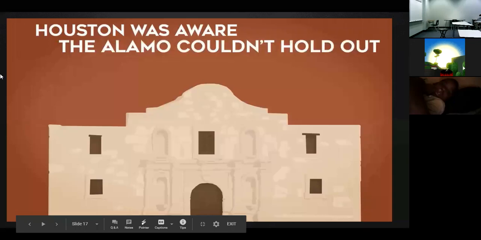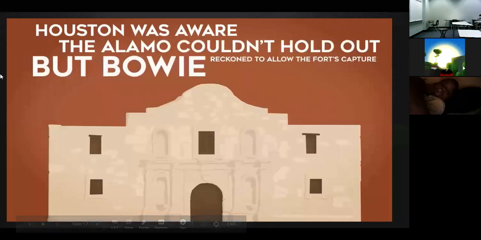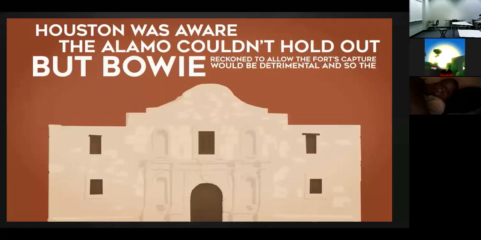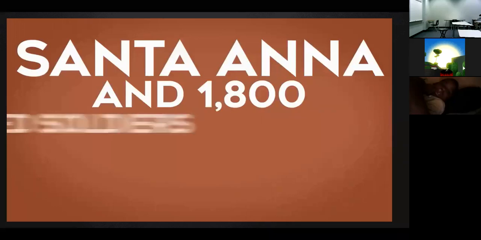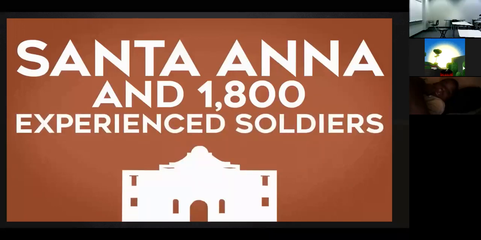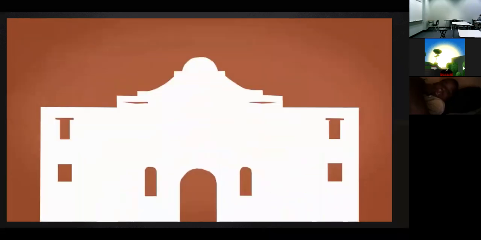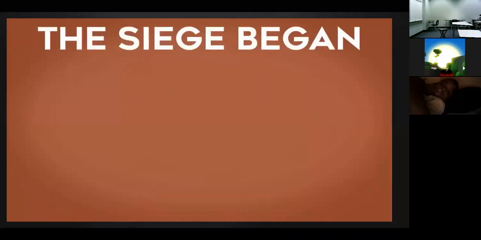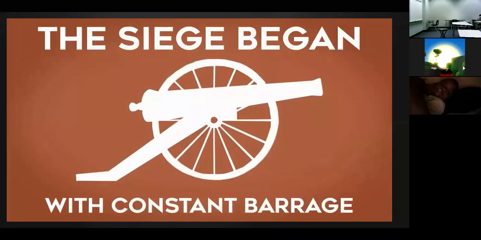Houston was well aware the Alamo couldn't hold out against a siege, but Bowie reckoned to allow the fort's capture would be detrimental, and so the Alamo remained garrisoned. Santa Anna and 1,800 experienced soldiers met the Alamo in late February 1836. The defenders numbered only a couple hundred, and Santa Anna made his intentions clear when he raised a red flag against the fort. He would offer no quarter. The siege began immediately with a constant barrage of artillery fire.